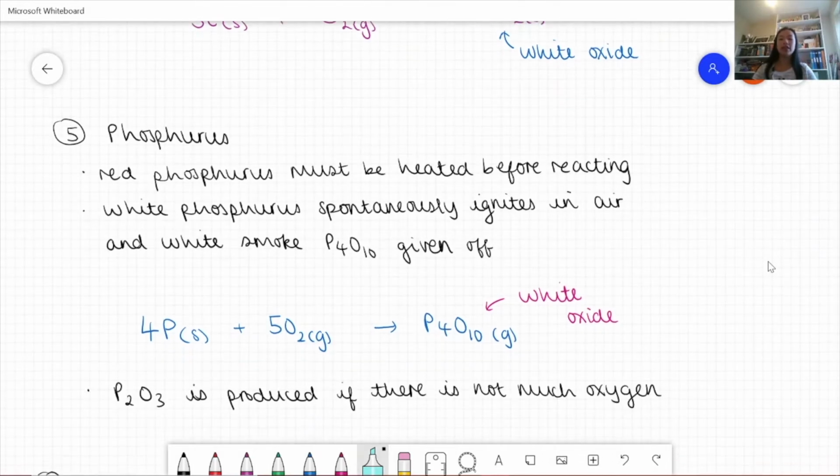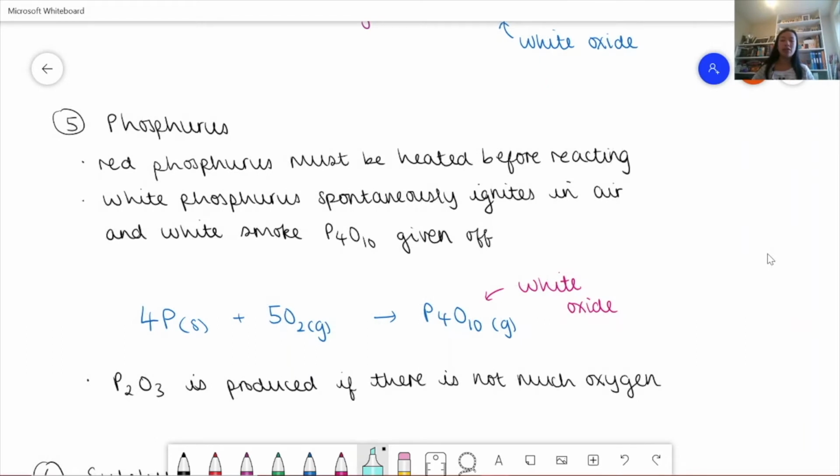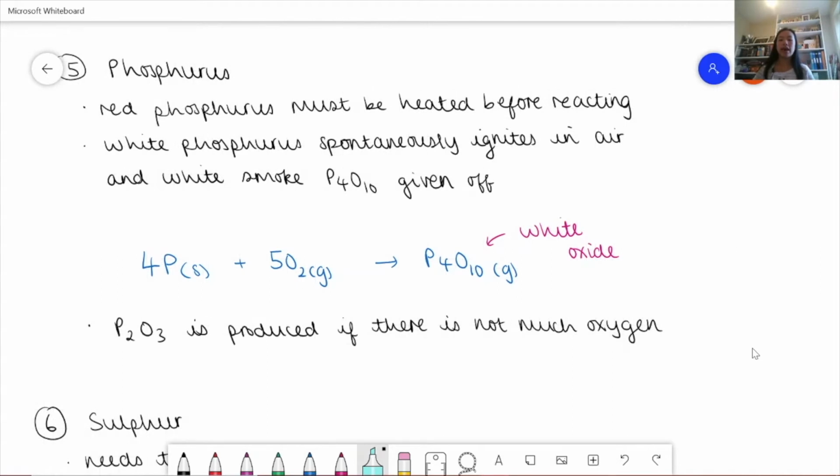So for phosphorus, there are 2 types of phosphorus. There's red phosphorus and white phosphorus that you need to know about. Red phosphorus needs to be heated before it can react, but white phosphorus just ignites as it is in air, and a white smoke, which is the phosphorus oxide, is given off. And P2O3 is produced if there is not enough oxygen.